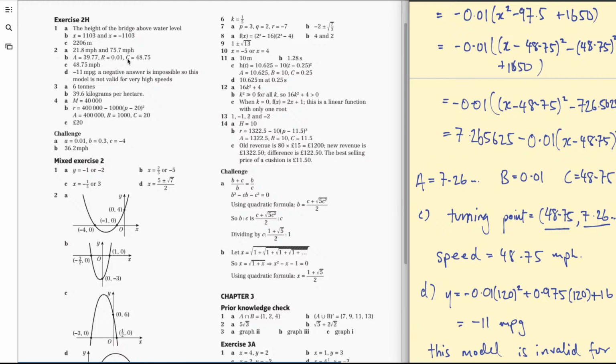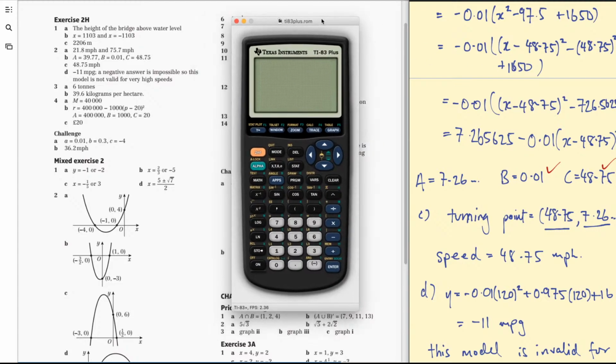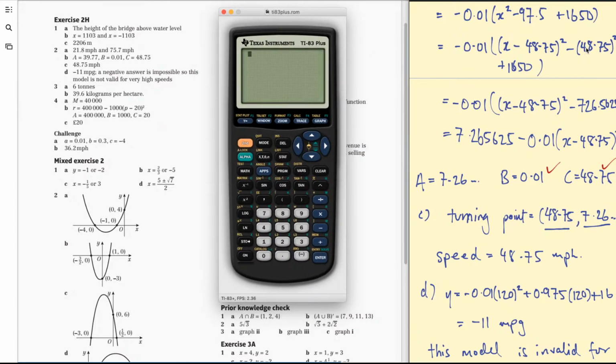Ooh, this one's quite wrong. Actually, so B is right, C is right, A is wrong. What did I do here then? Now I'm a bit confused.